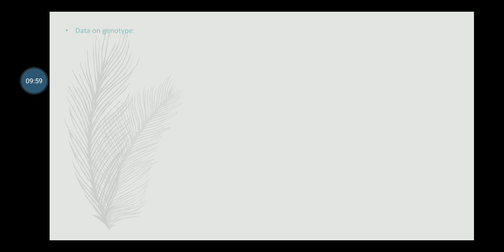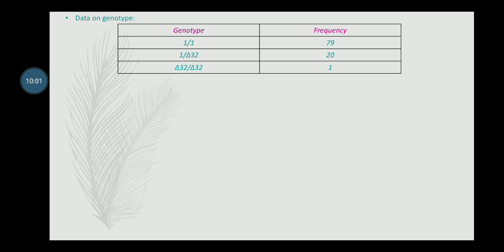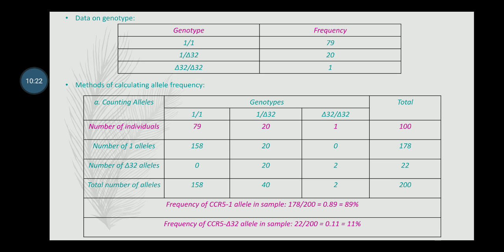Therefore, suppose in a population the homozygous dominant genotype frequency is 79, the heterozygous genotype frequency is 20, and the homozygous recessive genotype frequency is 1. Therefore, how can we calculate the allele frequency from this data?